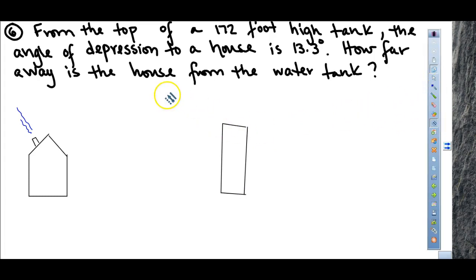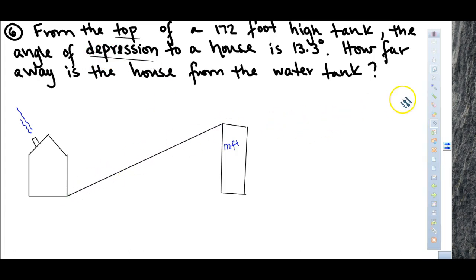All right. So it says from the top of a 172-foot high tank. So I know that this is 172 feet right here. The angle of depression to a house is 13.3 degrees. That means you're going to start here at the top. Angle of depression means you're going to go down. So you're starting at the top and you're going to go down to this house right here.